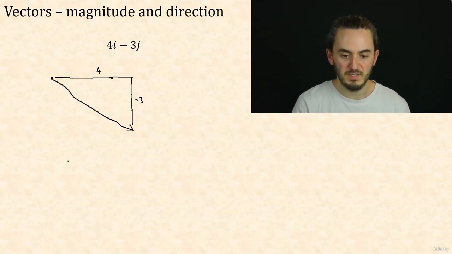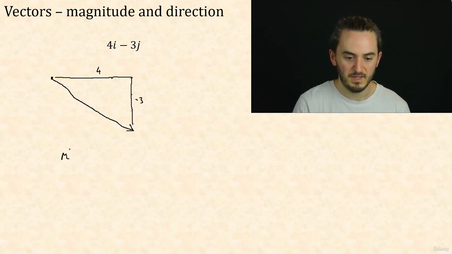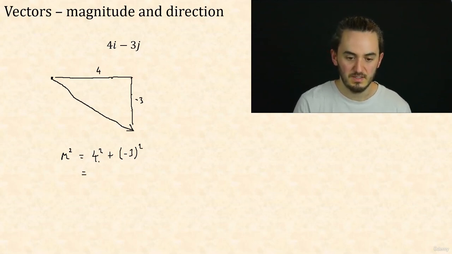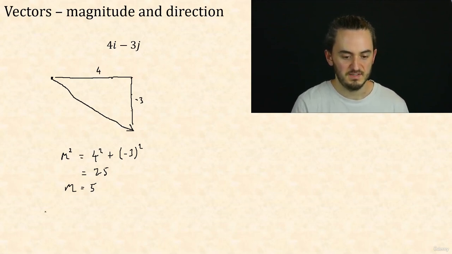So we can use Pythagoras really easily and just say that the magnitude of the vector, let's call that m for now, squared, is equal to 4 squared plus negative 3 squared. And it doesn't really matter if you think about that as negative 3 or 3, because when you square them, they both go positive. 16 plus 9 is 25, and therefore the magnitude of the vector is 5. It's got to be positive because it's a length. So we can generalize that to say that if you want to find the magnitude of your vector, just do Pythagoras on the two components.